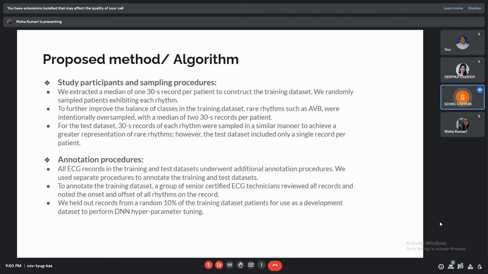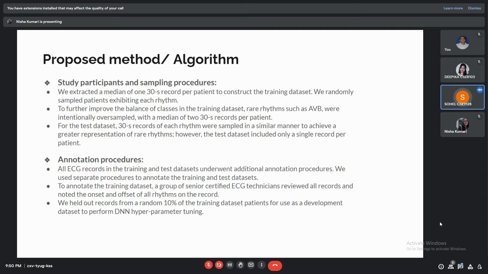Next is annotation procedures. All the ECG records in the training and test datasets underwent additional annotation procedures. We used separate procedures to annotate the training and the test datasets. To annotate the training datasets, a group of senior certified ECG technicians reviewed all the records and noted the onset and the offset of the rhythms on the record.